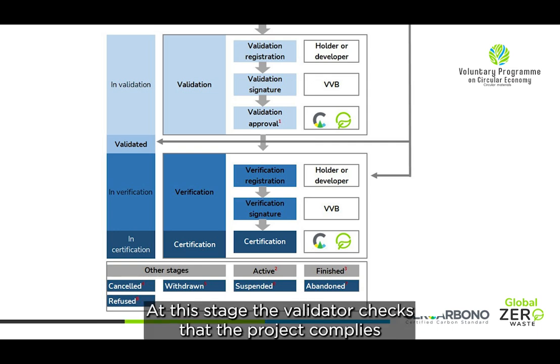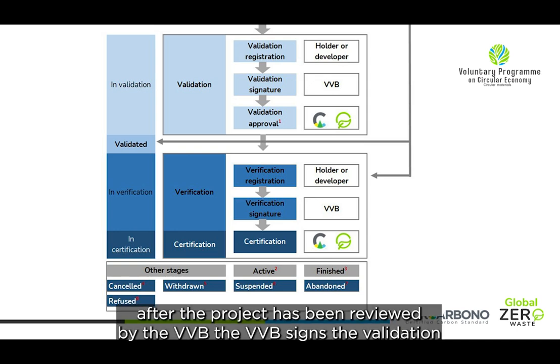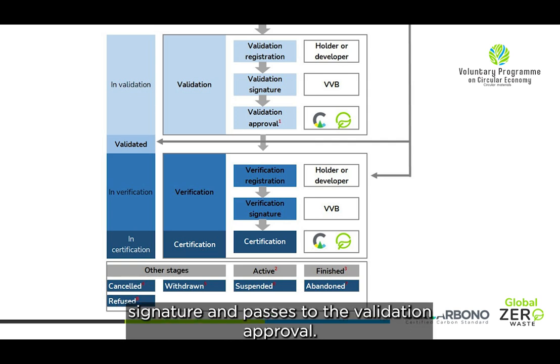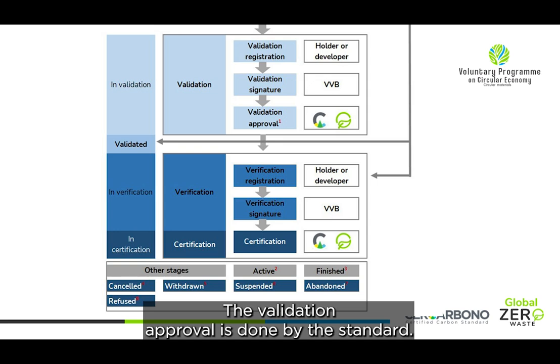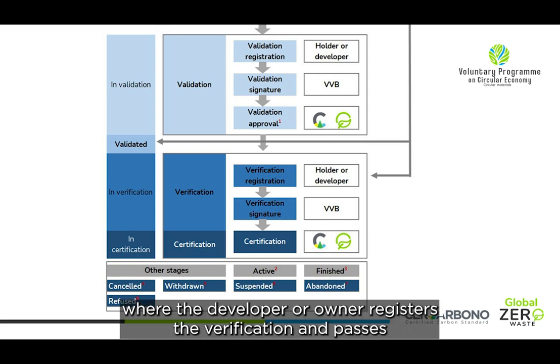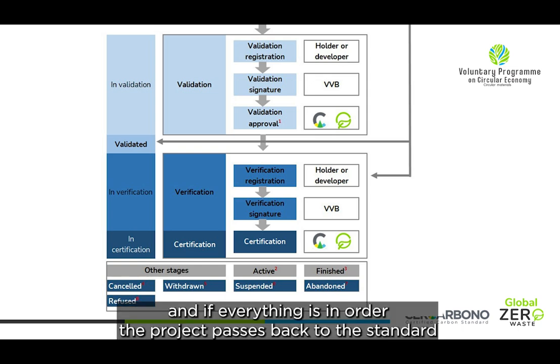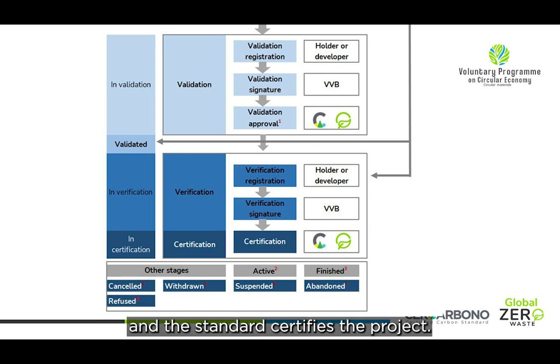At this stage, the validator checks that the project complies with the necessary conditions set out in the protocol. After the project has been reviewed by the VP, the VP signs the validation signature and passes to the validation approval. The validation approval is done by the standard. After the project has been validated, it goes to the verification stage, where the developer or owner registers the verification and passes back to the VP, where the VP reviews the verification reports. And if everything is in order, the project passes back to the standard, and the standard certifies the project.